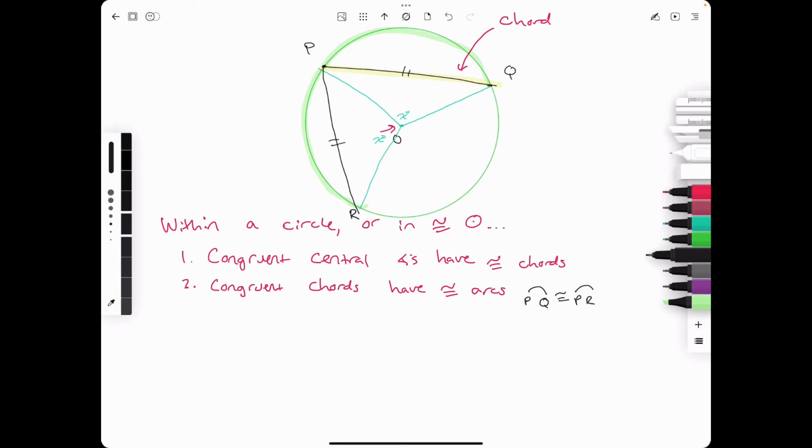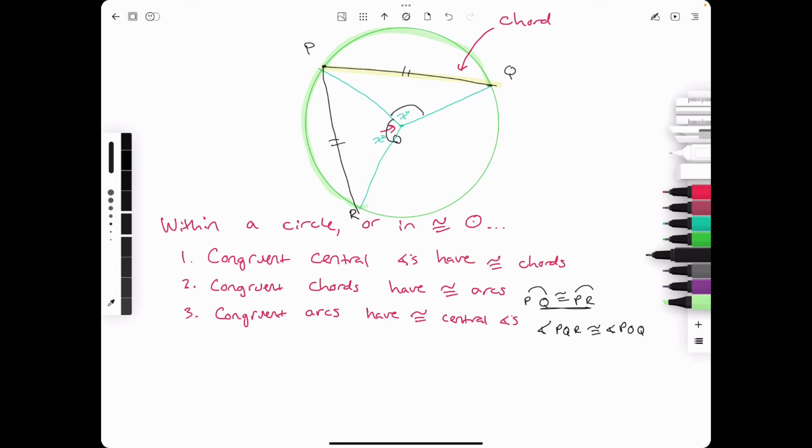That's what that's saying. The third part. Congruent arcs have congruent central angles. So, since the above statement is true, we could also say angle POR is congruent to angle POQ. Right here.